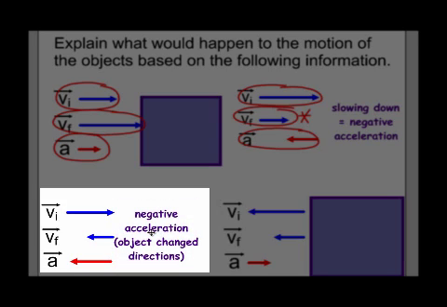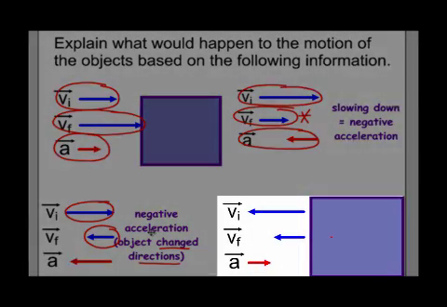This is also called negative acceleration, but another important thing is happening. Because the initial velocity is to the right and the final velocity is to the left, that means the object turned around, so it changed directions.